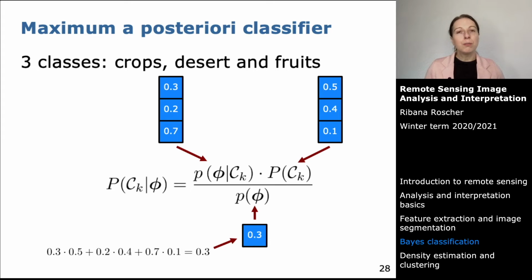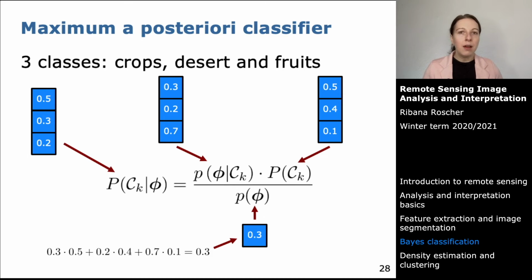And to compute now the posterior, because this is exactly what you want to have, you again pointwise multiply the likelihood and the prior, and then you divide by the 0.3. And now you do not sum, because you want to have the posterior probability for each class, otherwise you would end up with 1. And if you write it down and you compute it, you will end up with 0.5 for crops, 0.3 for the desert, and 0.2 for the fruits.